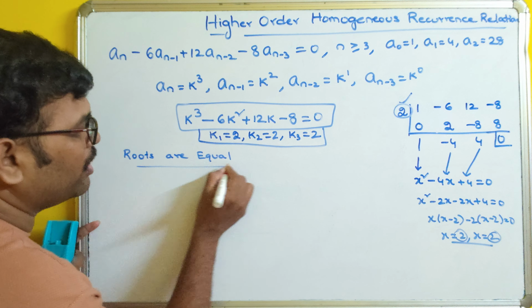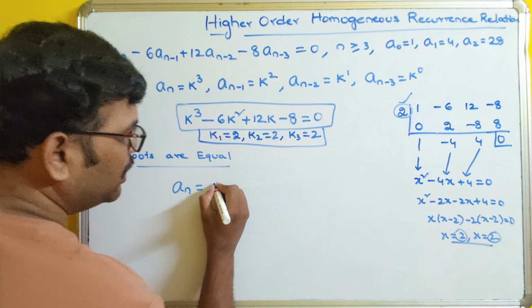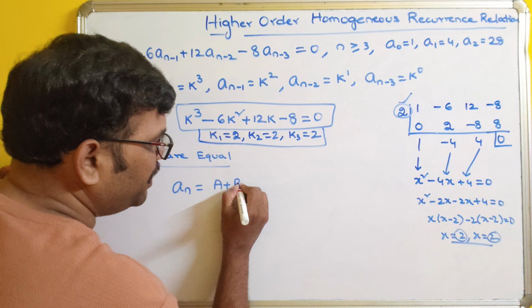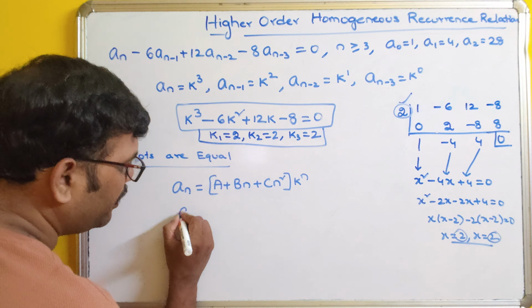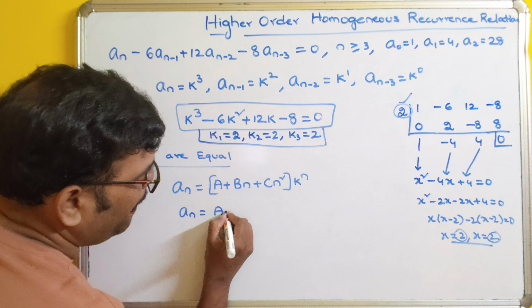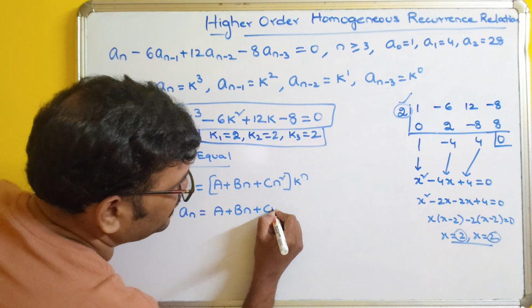So if roots are equal, what do we have to apply? The general solution a_n is equal to (a plus b into n plus c into n square) into k power n. So this is the general solution if all the roots are equal. Now you can apply it: a_n is equal to a plus b into n plus c into n square.